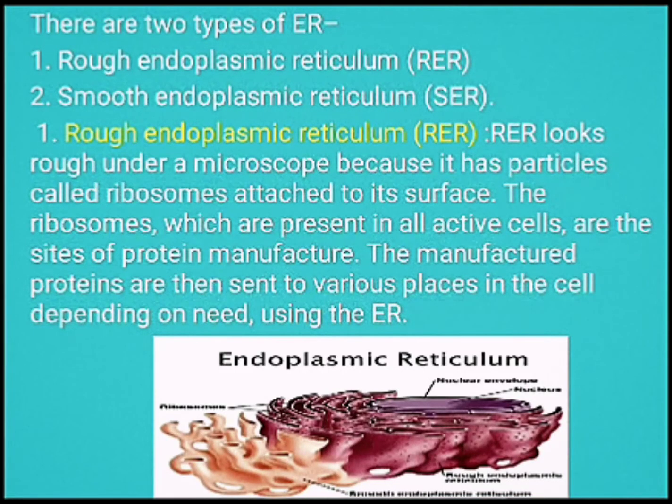RER looks rough under a microscope because it has some particles on its surface. When observed under microscope, you will find some particles on its surface which are called ribosomes. These ribosomes are site of protein manufacture which are present in all active cells. The manufactured proteins are then sent to various parts in the cell depending on needs using the ER.